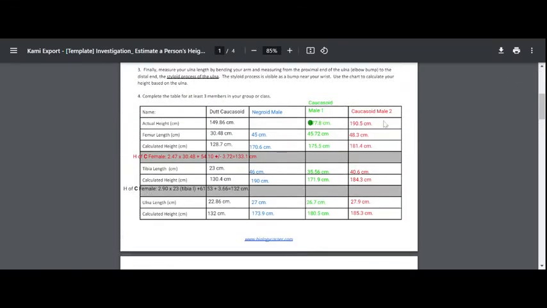So for the Caucasoid male 2, his actual height is 190.5 centimeters. The femur length is 48.3 centimeters. The calculated height is 181.4 centimeters. Okay, and the tibia length is 40.6 centimeters. The calculated height is 184.3 centimeters. The ulna length is 27.9 centimeters, and the calculated height is 185.3 centimeters.